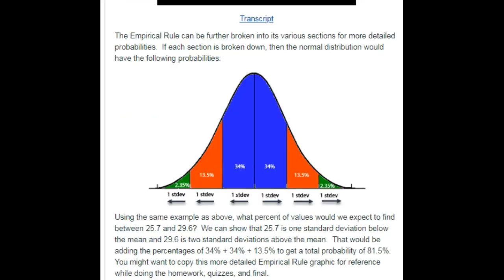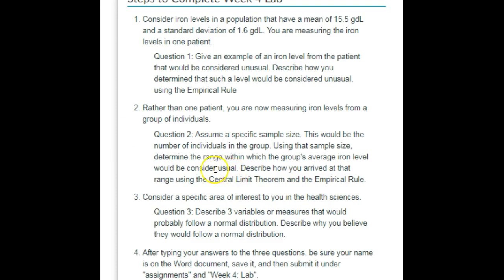And then once you have the mean and the standard deviation, you can use the empirical rule to find a usual or an unusual value. Unusual values are more than 2 standard deviations away from the mean. Very unusual if more than 3 standard deviations away. Pay close attention to number 2. Here it's asking for a group's mean that would be usual. So number 1 asked for something that would be unusual. Here we're asking for a value that would be considered usual.